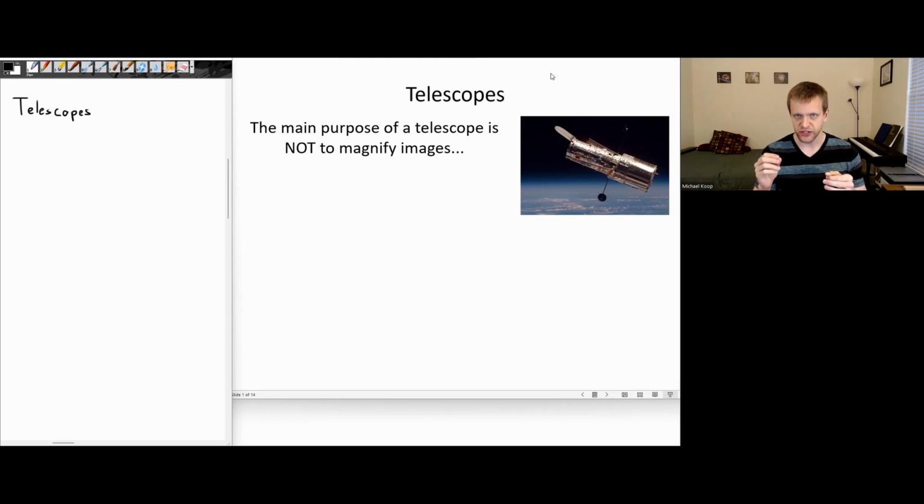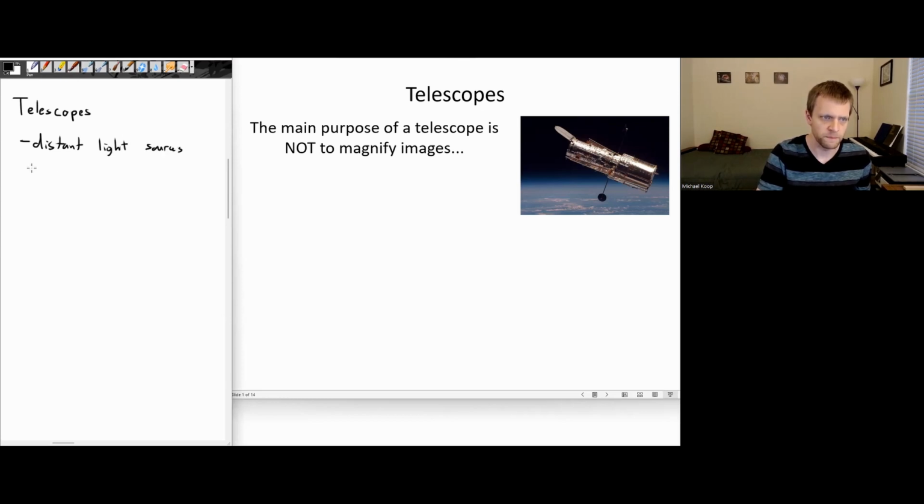When I have an object that's very, very distant, then the light that it's giving off is going to be spread over a much larger region before it actually gets to me. The further away a light source is, the dimmer it appears to be. So distant light sources appear very dim.